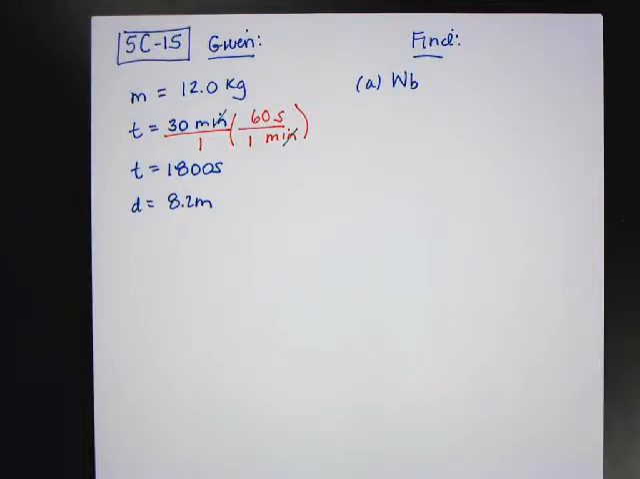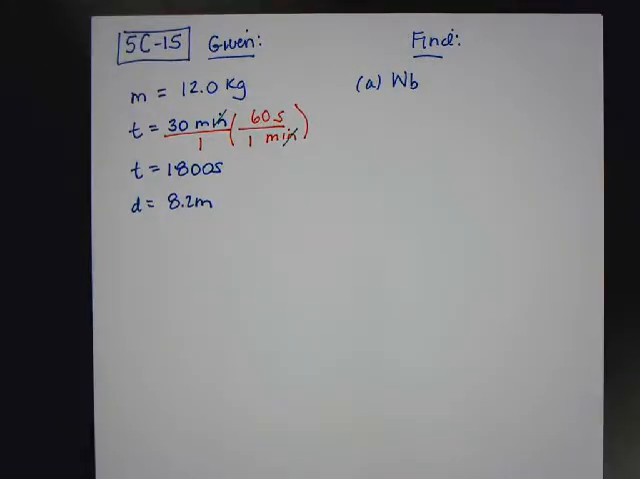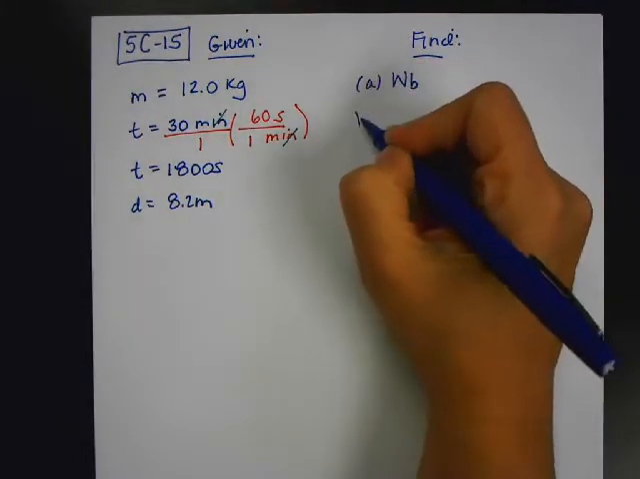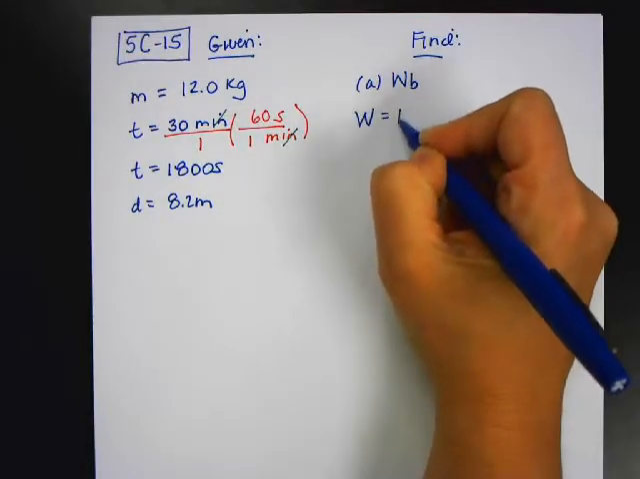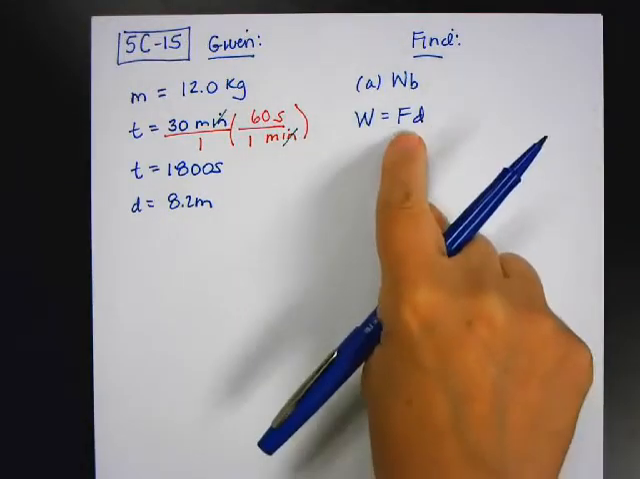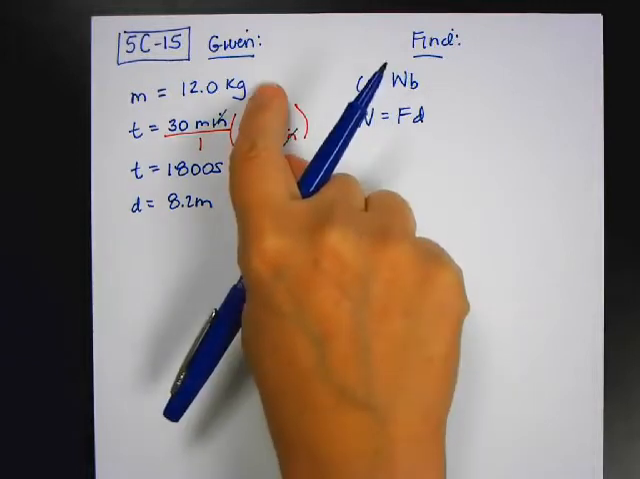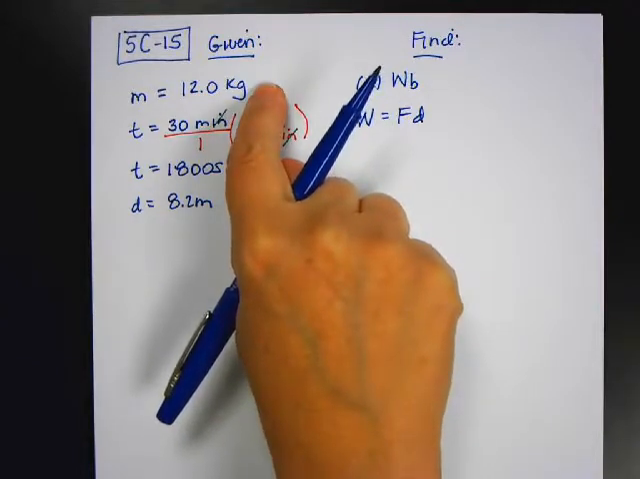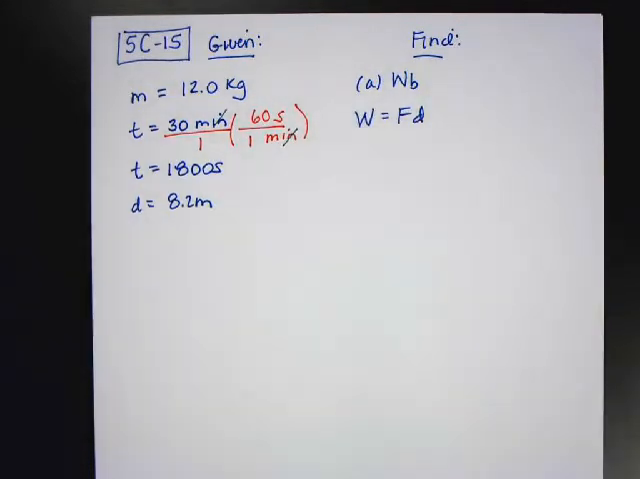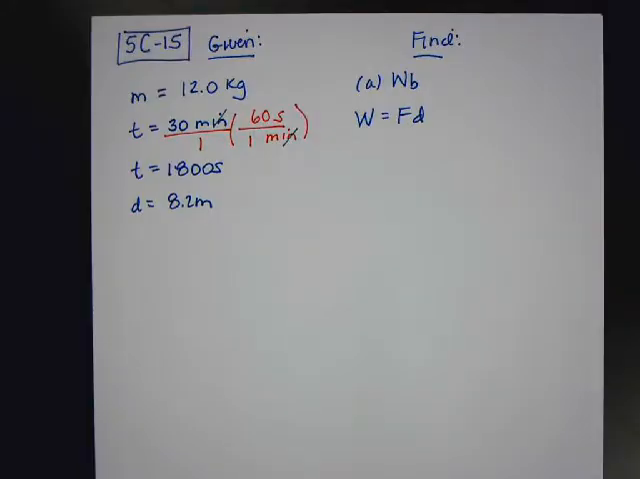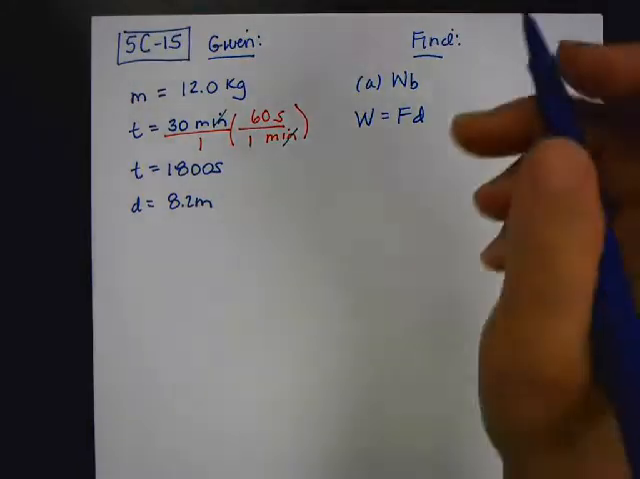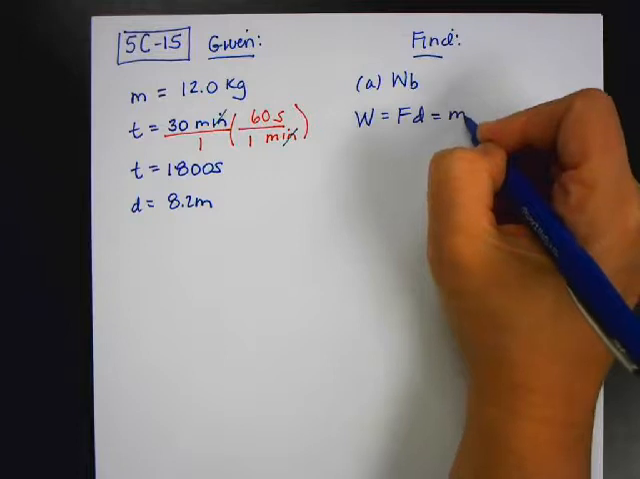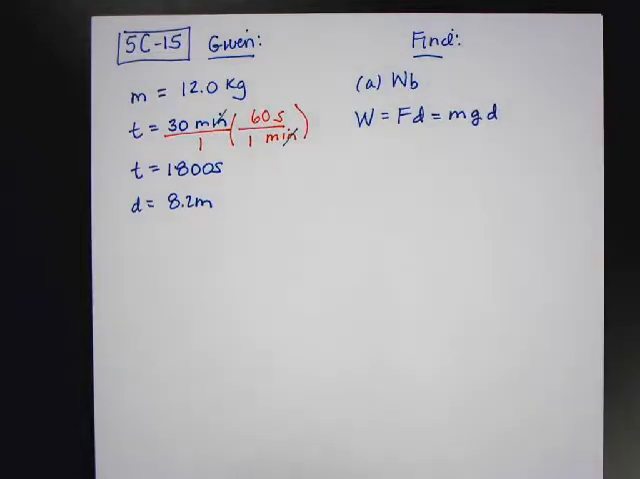I'm just putting subscript B for backpack. Well, we learned yesterday that work is equal to FD. Now, I don't have the force of the backpack. I have the mass. But I know that because the backpack is being lifted vertically, the force is going to be the force of the weight, which we learned before is mg. So it's going to be mgd.